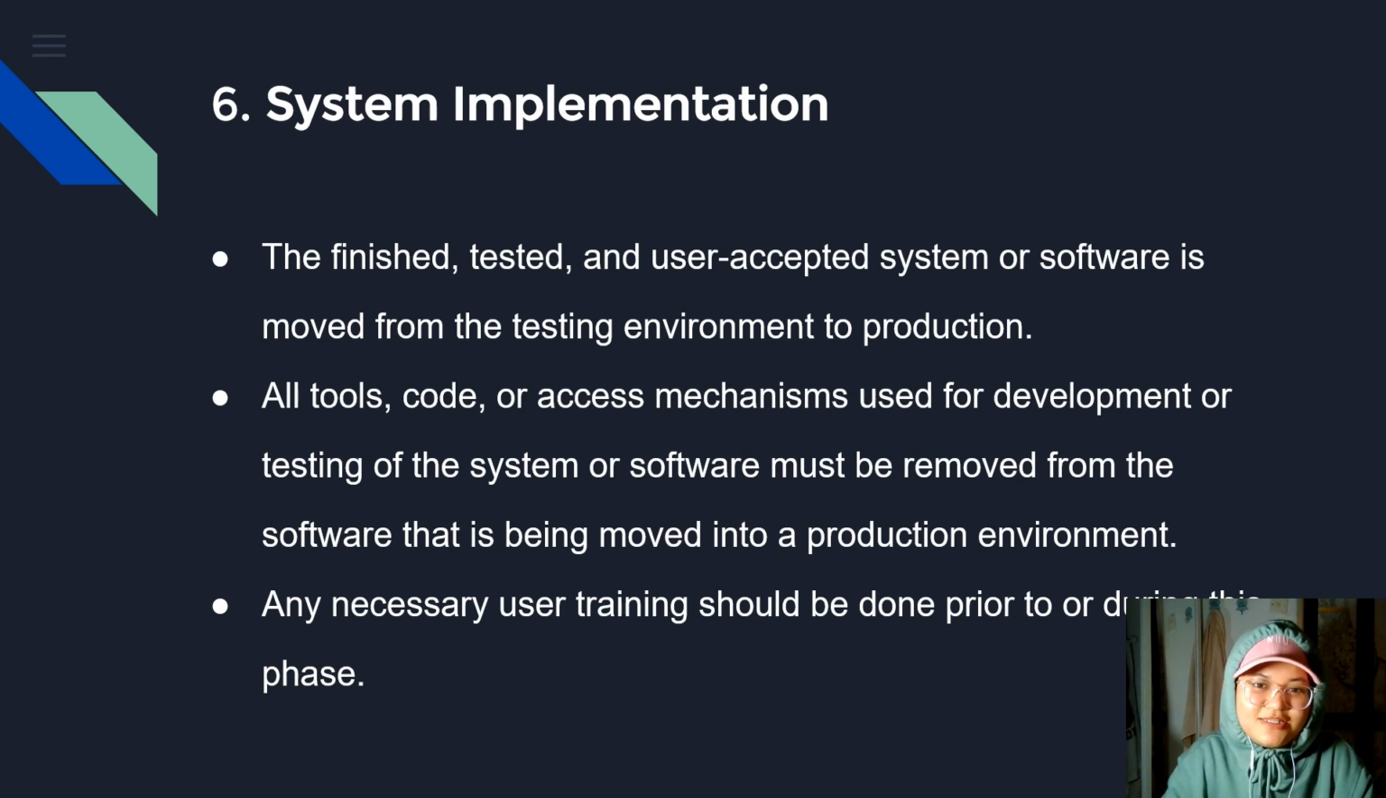Next one is system implementation. What does system implementation do? The finished, tested, and user-accepted system or software is moved from the testing environment to production. All tools, code, or access mechanisms used for development or testing of the system or software must be removed from the software that is being moved into a production environment. And any necessary user training should be done prior to or during this phase.